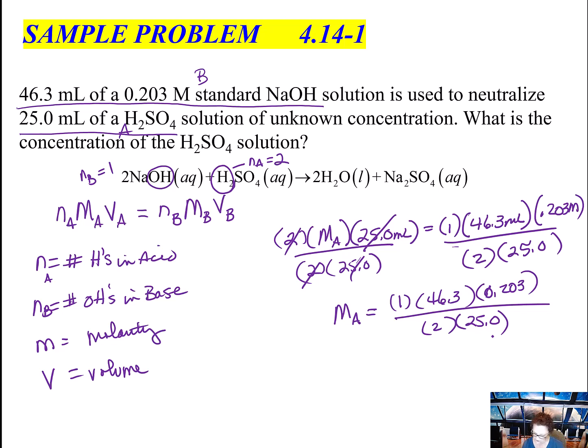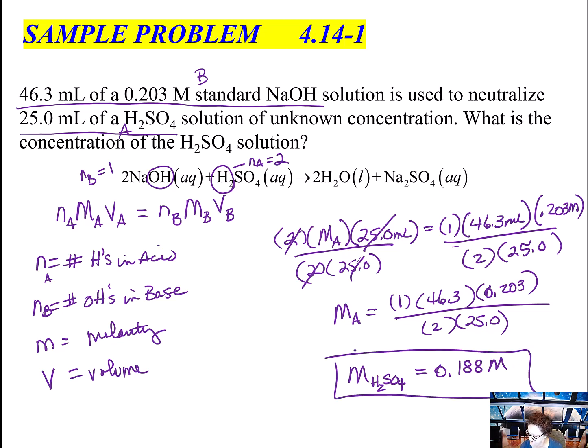If you do that correctly, the molarity of the unknown H2SO4 is 0.188 molar. We use 3 significant figures. The Ns are counts, so they have an infinite number of significant figures. So 3 significant figures is what we had.